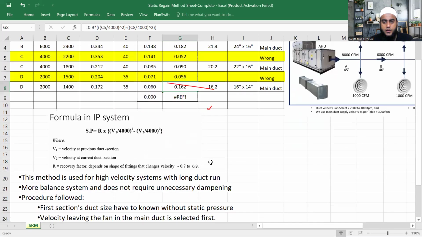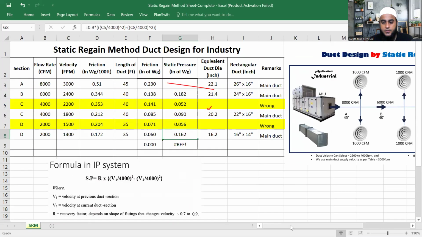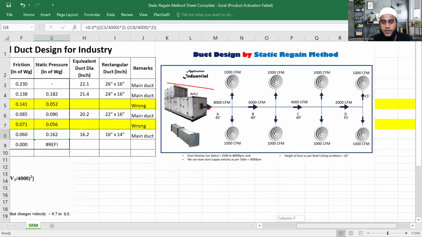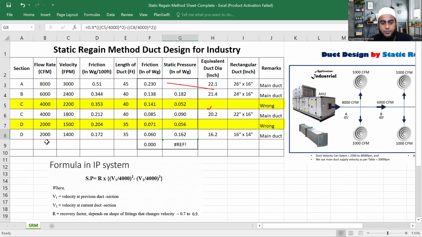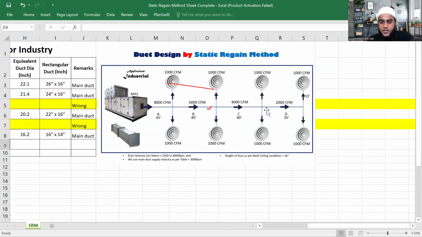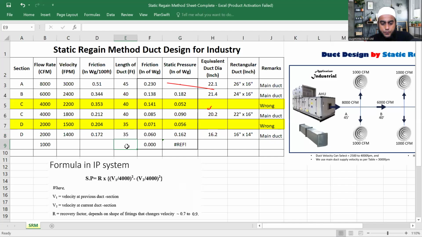Now come to the next branch. Section number, 1000 CFM. I'm writing 1000 now. Clear? And the total length of this branch duct, each and every branch duct, is 15 feet. It is given here. So we know the length and flow rate, and here I am writing branch. This is our branch duct.